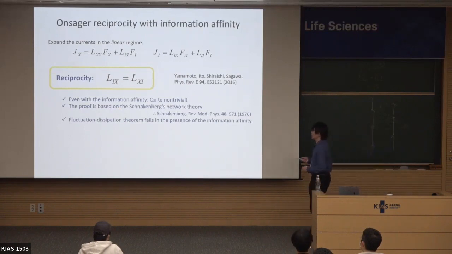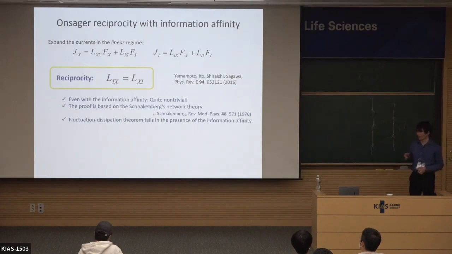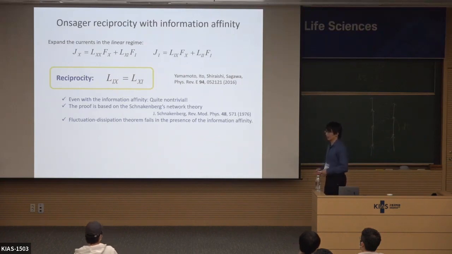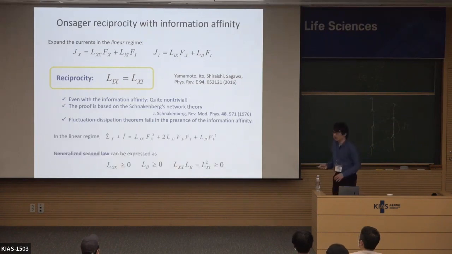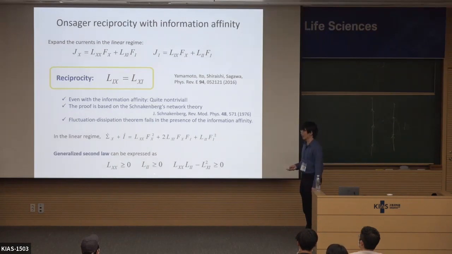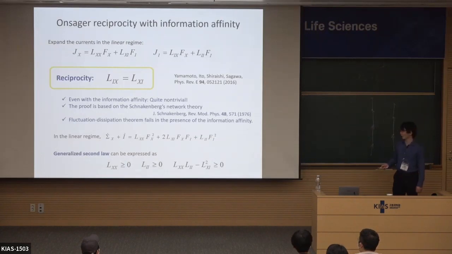Our technique is based on the Schnakenberg network theory. This is much more complicated than the ordinary derivation of the Onsager reciprocity. But anyway, the result is the same as the conventional case. This is also good, because at the level of the response matrix, we can treat information thermodynamics in a completely parallel way to the conventional thermodynamics. And by using this, the second law of thermodynamics can be expressed as a property of the Onsager matrix like this.